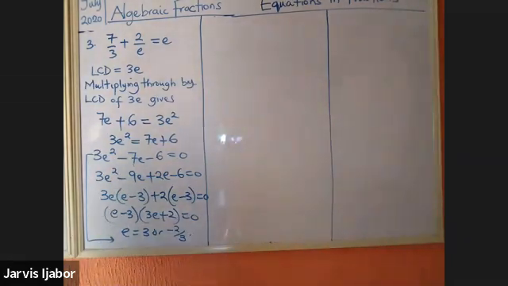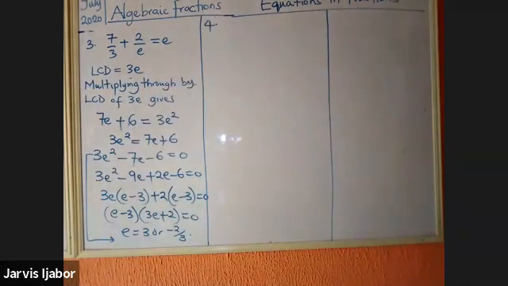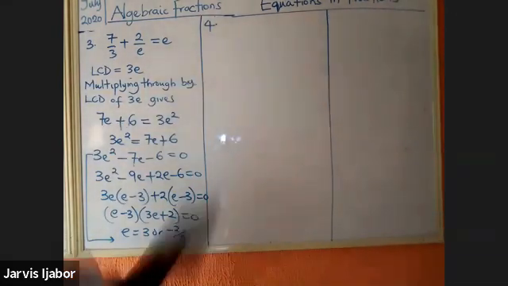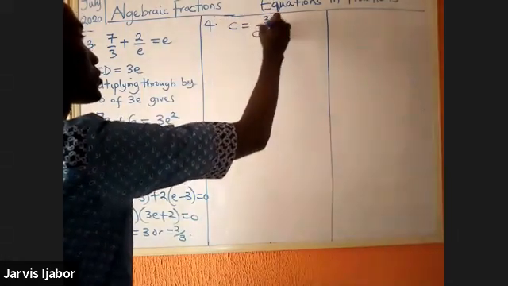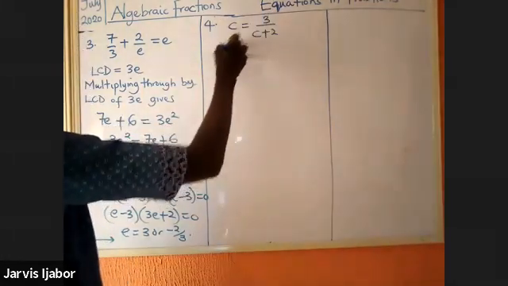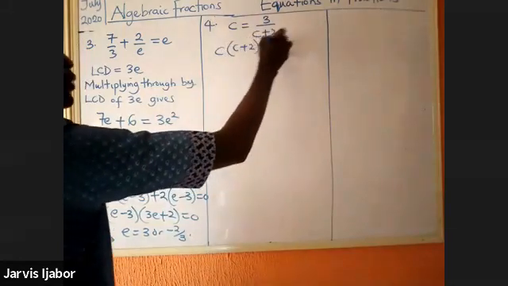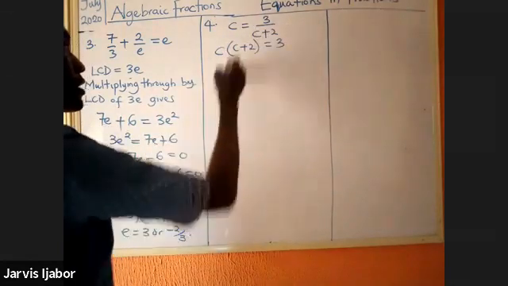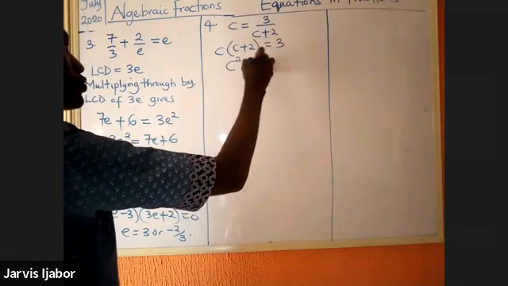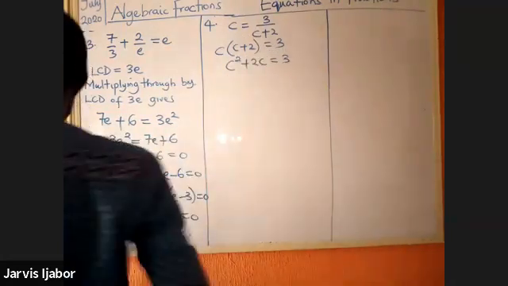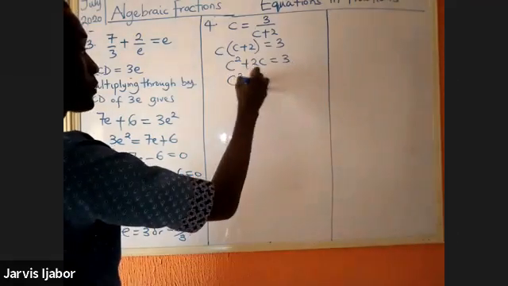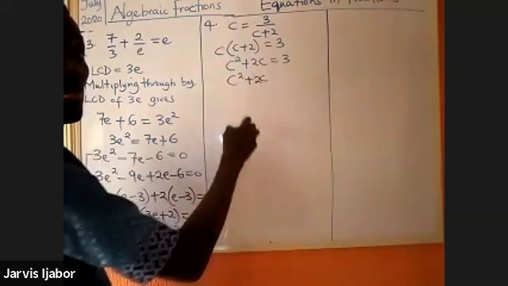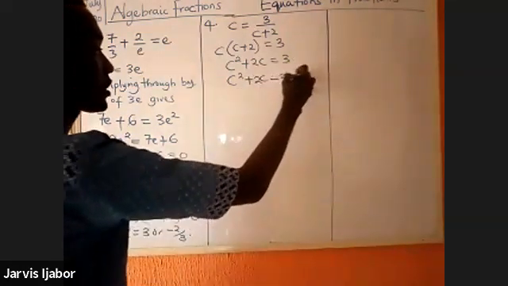All right, so that's for number 3. Let's see what number 4 holds for us. In question 4, you have C equal to 3 over C plus 2. Straight away, you have C into C plus 2 equal to what? 3. Meaning that C squared plus 2C will be equal to 3. Hope I got that question right. Right, so this will now be C squared plus 2C minus 3 equal to 0.